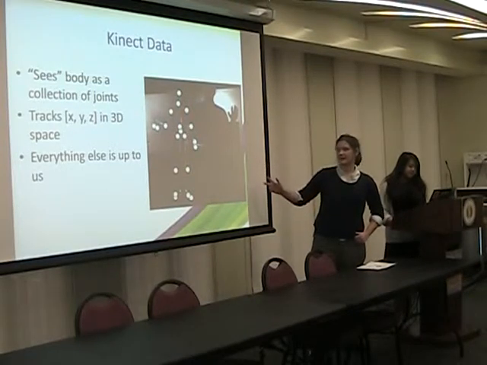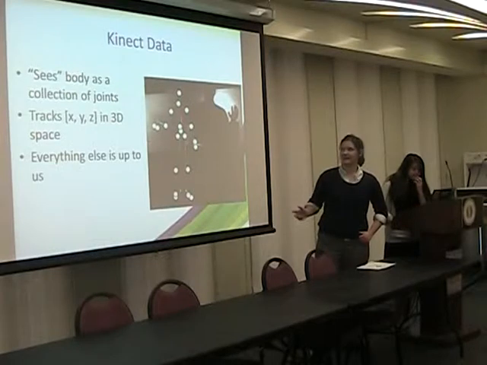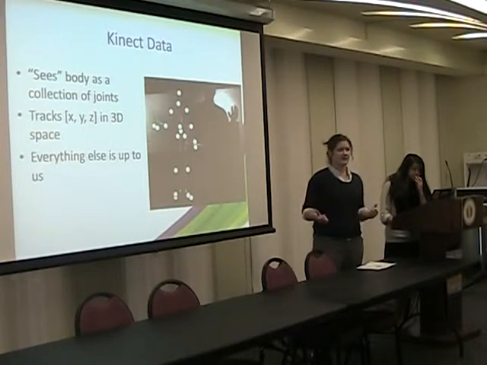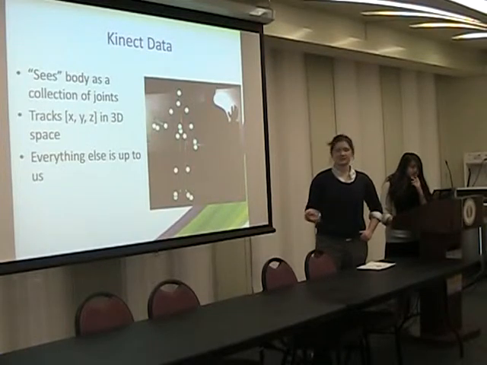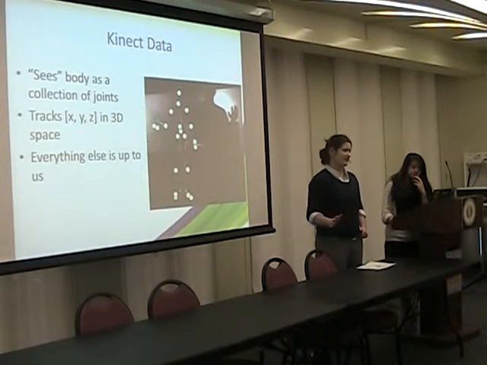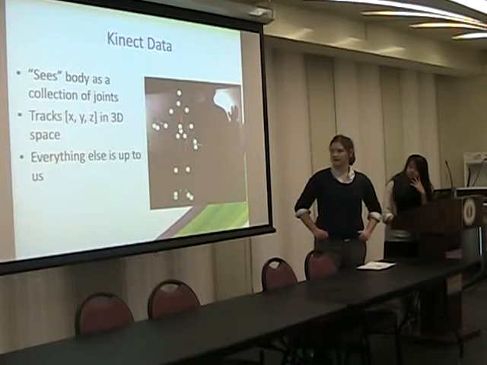So now to get into more of the guts of the program, this is how the Kinect sees your body. Not this exactly, but something like this. Basically, it tracks the different joints in your body, and then it gives you their position in 3D space in X, Y, and Z coordinates. That's basically all that we're going to get for free. The Kinect doesn't do any other processing on this.